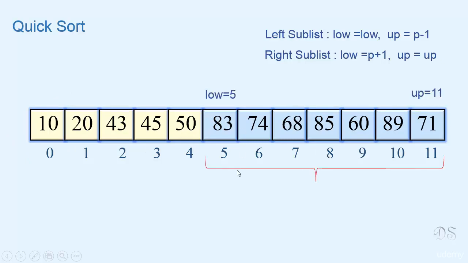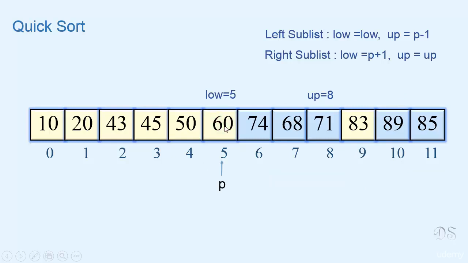right sublist. Now for this sublist, low is 5 and up is 11. So 83 is the pivot and it is placed at proper position. Now for left sublist, low is 5 and up will be P minus 1. So up is 8. For this sublist, up is 11 and low will be P plus 1. So low is 10. First we take this sublist. 60 is the pivot. It's placed at proper position. Now for left sublist, up will be P minus 1. So up is 4 and low is 5. And for right sublist, up is 8 and low will be P plus 1. So low will be 6.